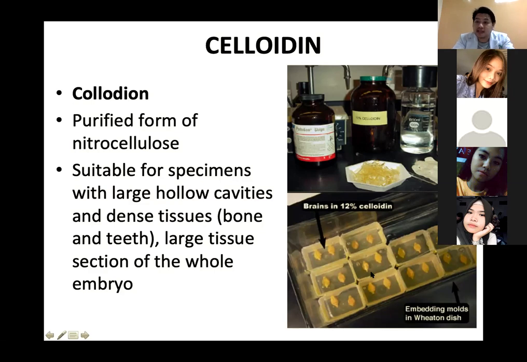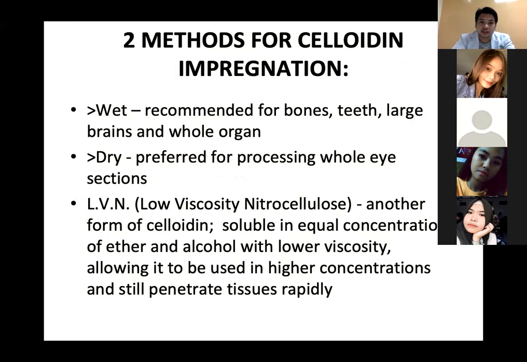Paraffin is hazy. After hardening, paraffin becomes hazy because of some impurities. But if you use celloidin, which is a nitrocellulose, it is like a syrup. After hardening, the end product is clear, like this. So the example is a brain in a 12% celloidin, embedded in molds in a Wheaton dish.